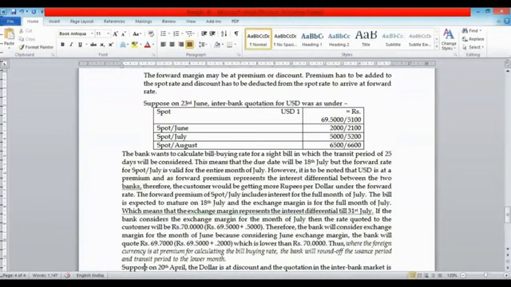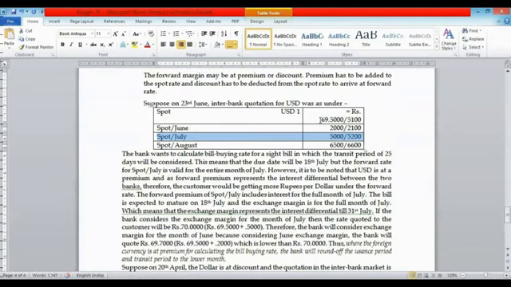Suppose on 23rd June, a very good date, interbank quotation for USD was as under. That means on 23rd June, this was the rate available in the local interbank market. Spot rate means the rate of June 23rd. Spot rate is given. Then for the next month, June is given, and when again June is given, this is the rate for June 23rd, but this is the rate for 30th June ending. This is the rate for the whole month of July.